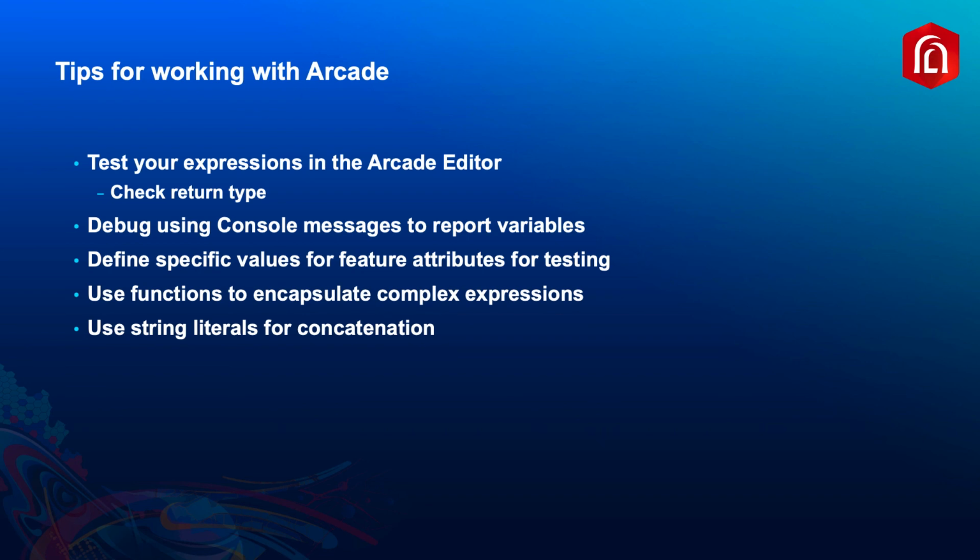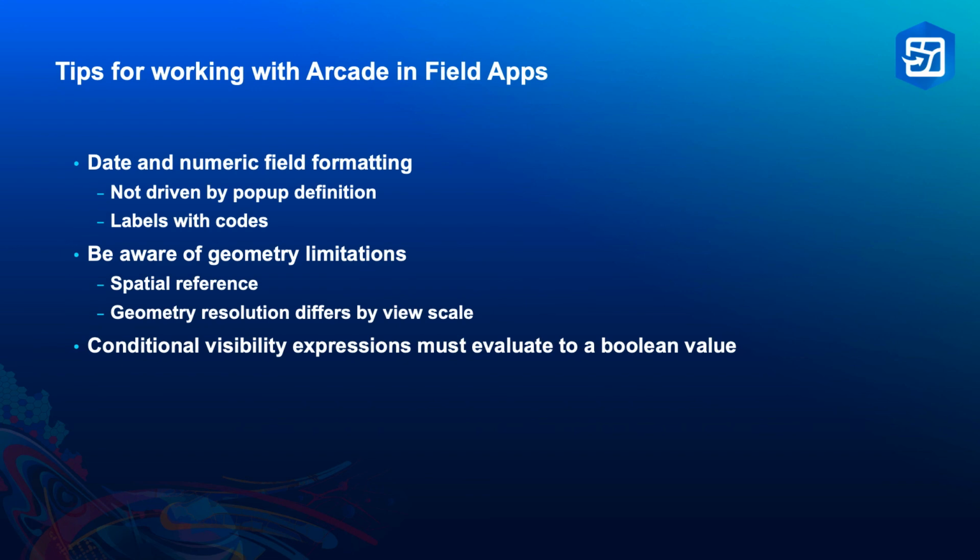As far as Field Maps specifically goes, the date and numeric field formatting is not driven by the pop-up definition. There are geometry limitations, so you want to make sure your spatial reference is the same for all of your data. And if you're doing some tasks with geometry, it will depend on the scale, so you don't want to be zoomed too far out whenever you tap on your feature. And if you're using smart forms, that conditional visibility has to evaluate to a Boolean value, so you want to make sure that's coming out as true or false.